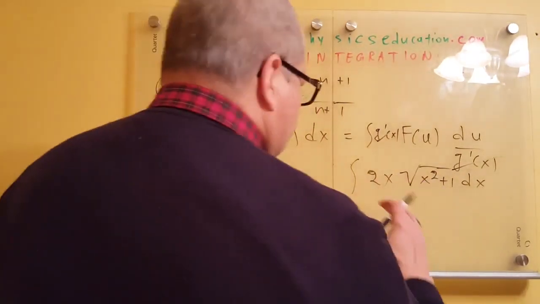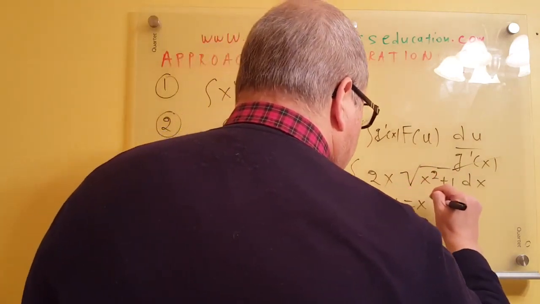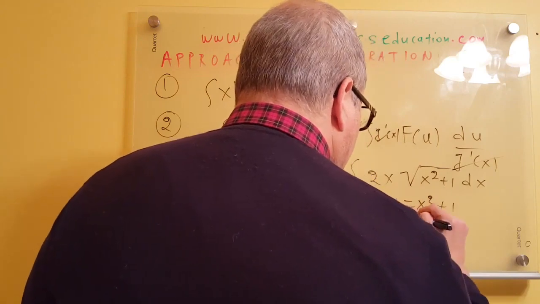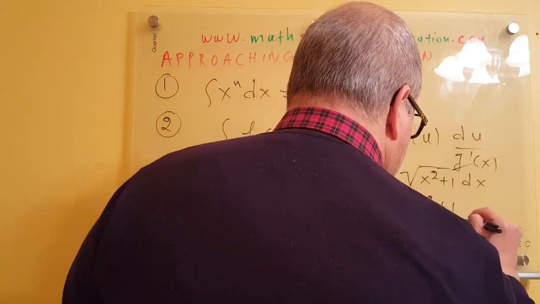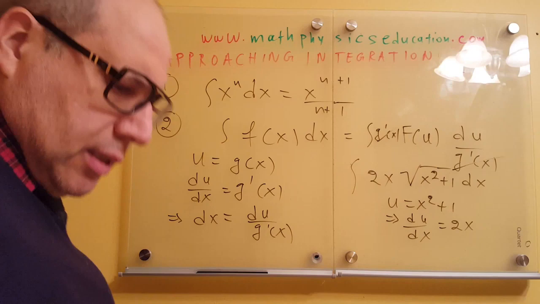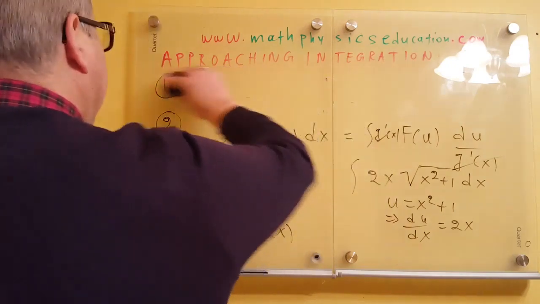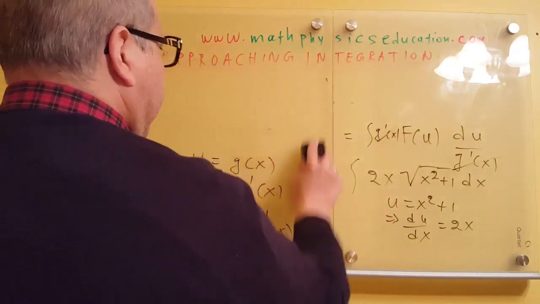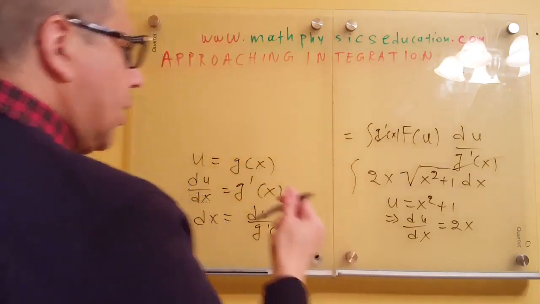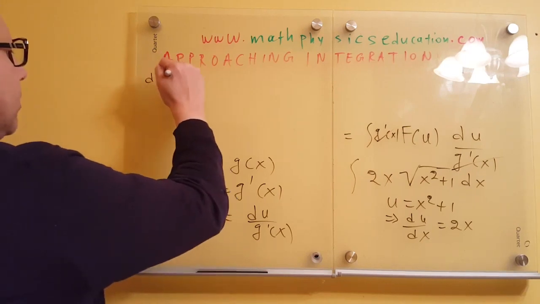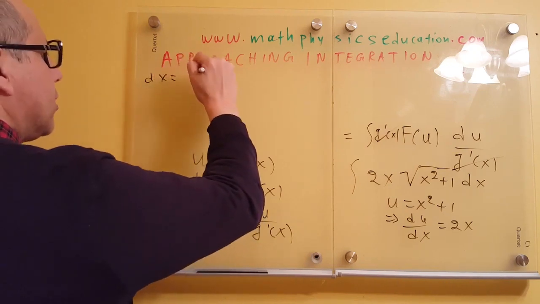Here, you can substitute u equal to x squared plus 1. Of course, from here you have that du over dx is equal to 2x. And that means that dx is equal to du over 2x.